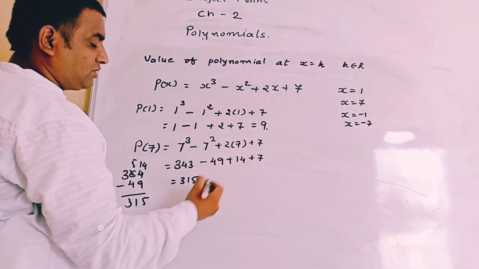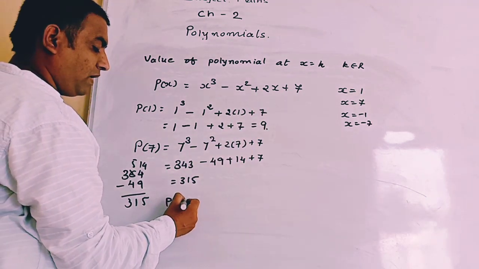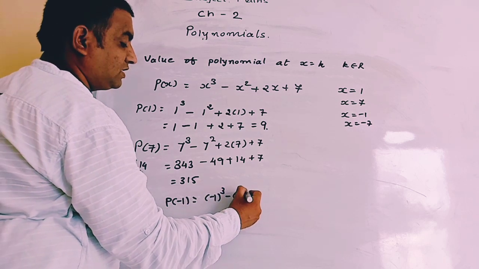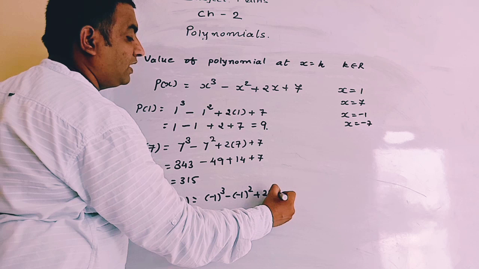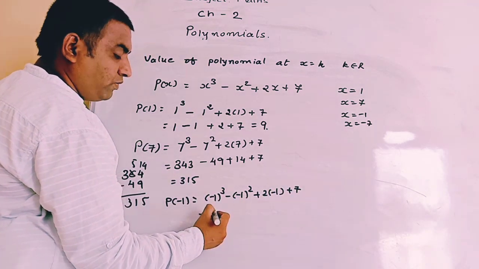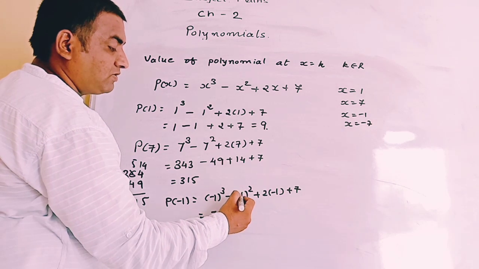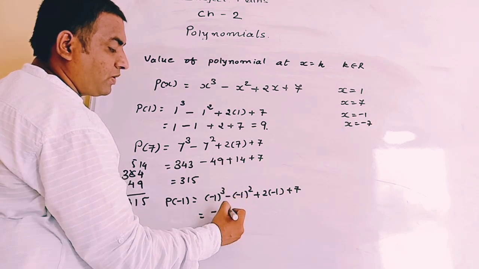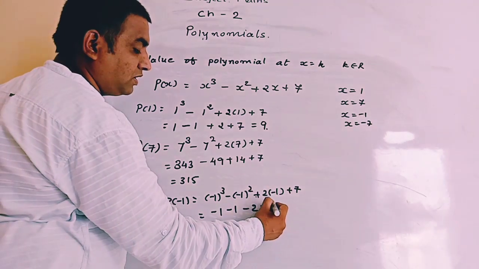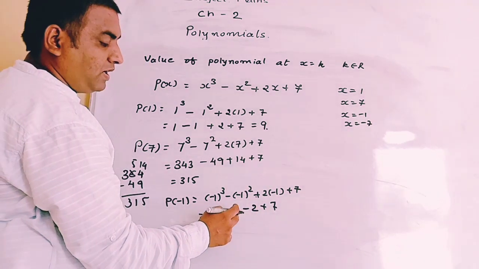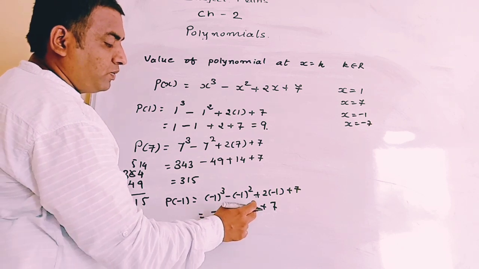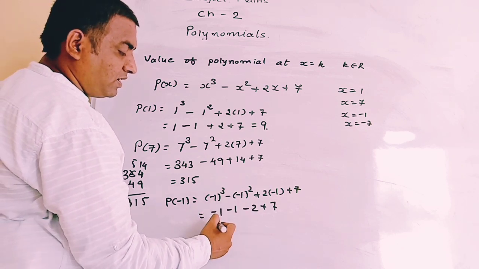Now if x equals minus 1 we take, then p of minus 1 is minus 1 cube minus minus 1 square plus 2 into minus 1 plus 7. Then minus 1 cube will be minus 1, minus 1 square will be 1, and after that comes the minus sign, so minus 1, minus 1, minus 2, plus 7.